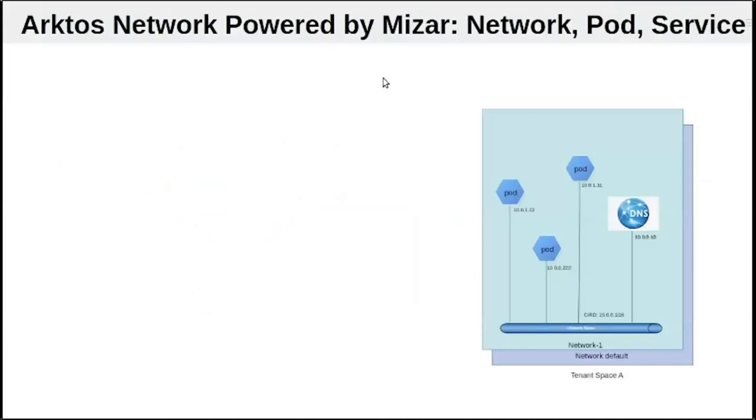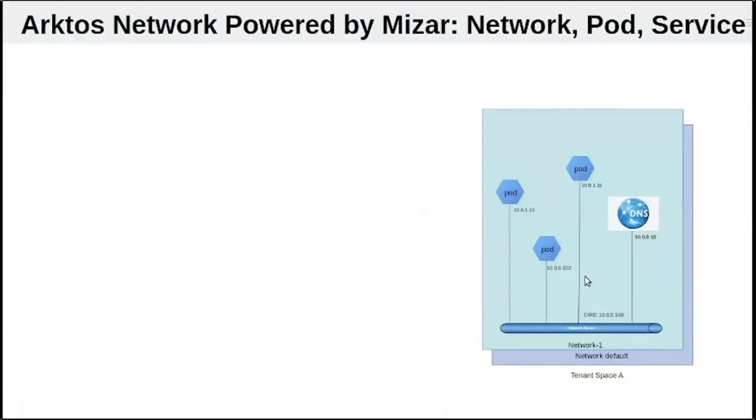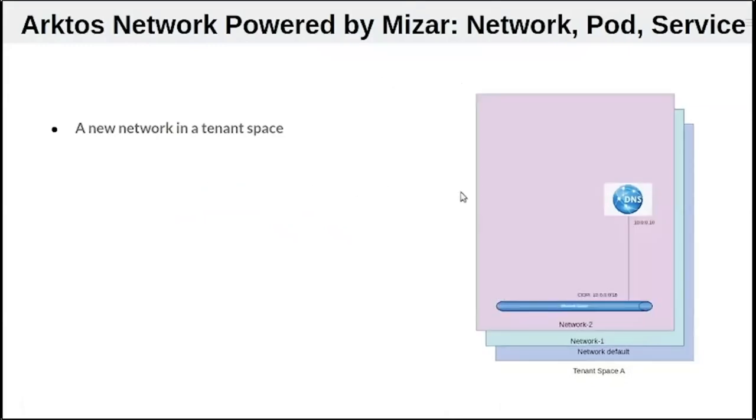Next, we will take another high-level view to see what would happen if a new network, a new pod, a new service is being created. Look at this picture here. We have a tenant A, which already has two existing networks. Both have services, both have resources specific to them. The first thing we want to do is create a network. When the network is created, the DNS has already been deployed and running, with the IP address assigned from the network specific range.